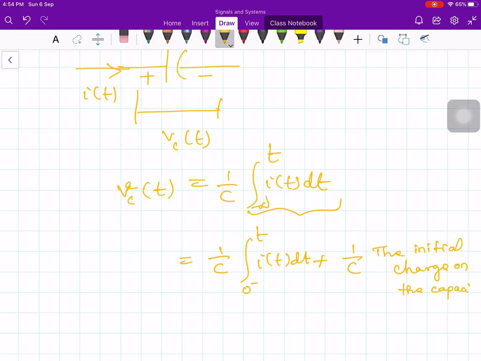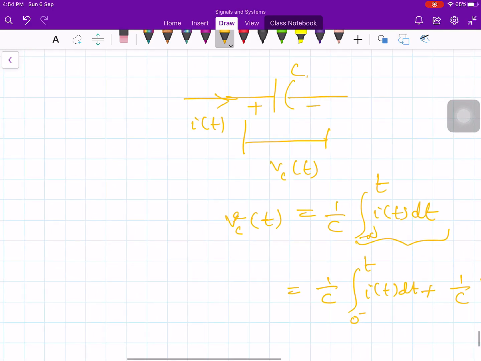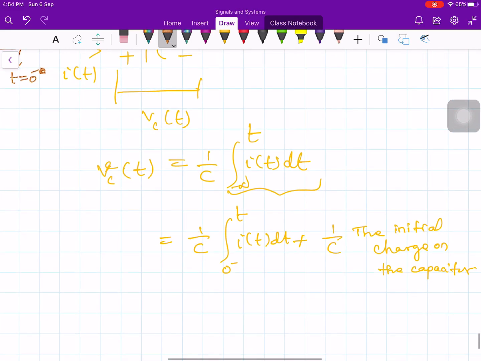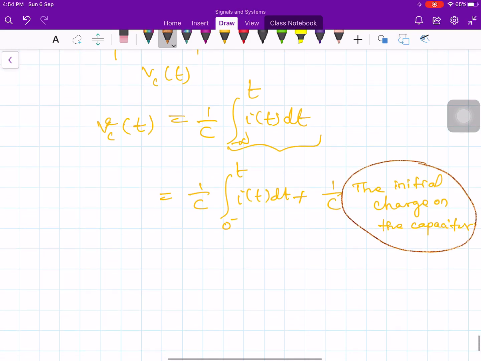Okay, that means this is your capacitor circuit. You connect a current source I of t, but you are closing the switch at t equals 0 minus. Before that, the capacitor has some amount of charge. That charge we write like this. Let me call that charge q of 0 minus.